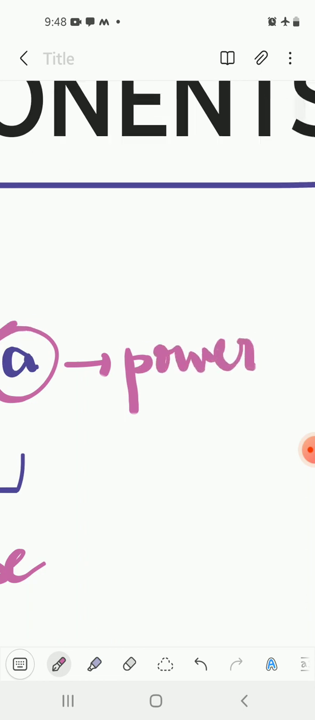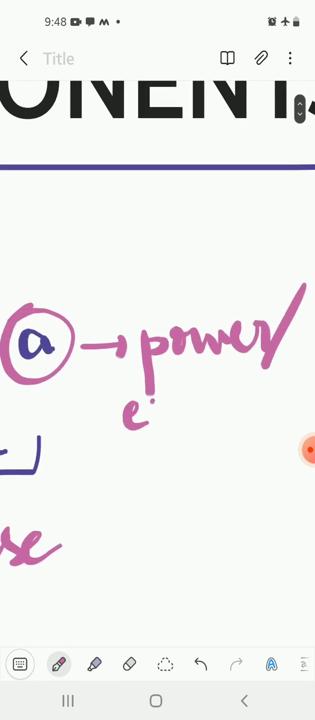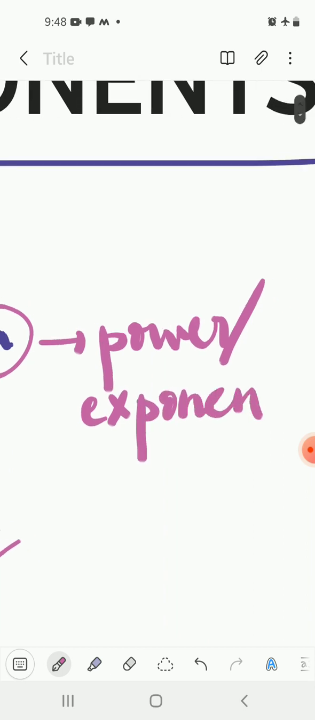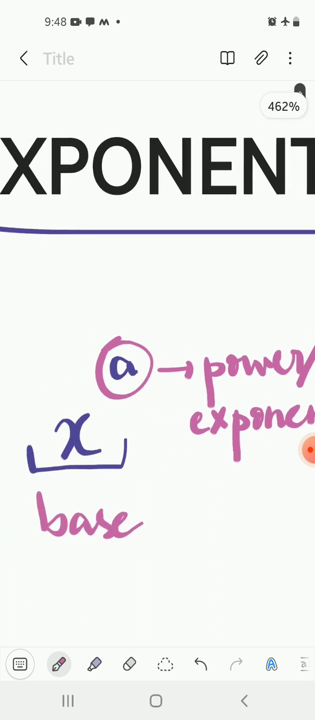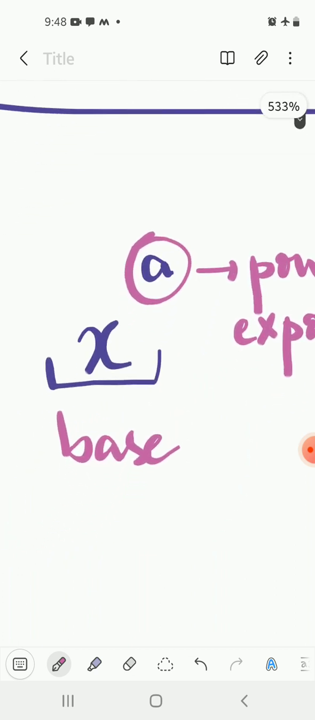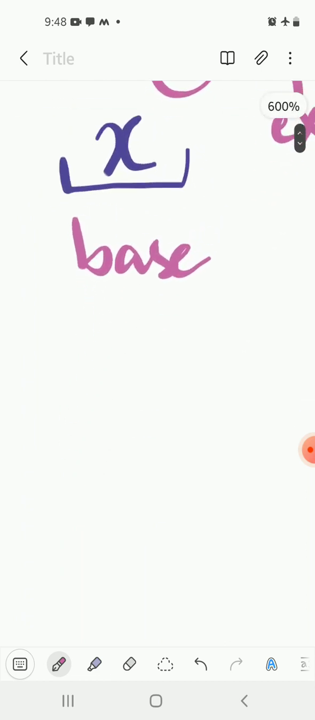It is also called exponent. Both mean the same thing. Now, if any number is written in this form, x to the power a, this is called the exponential form of a number. Let's take an example to understand it better.